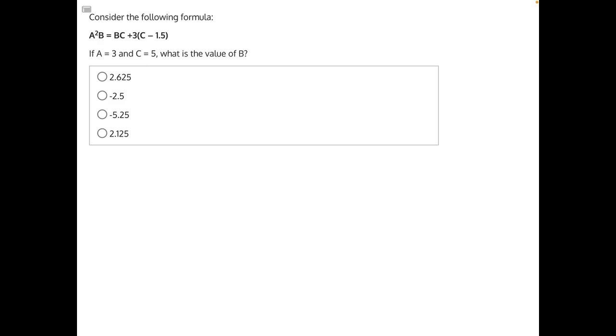To solve this question, we need to substitute in our known variables a and c, and then use opposite operations to isolate our variable b and find its value. Let's start by making those substitutions.